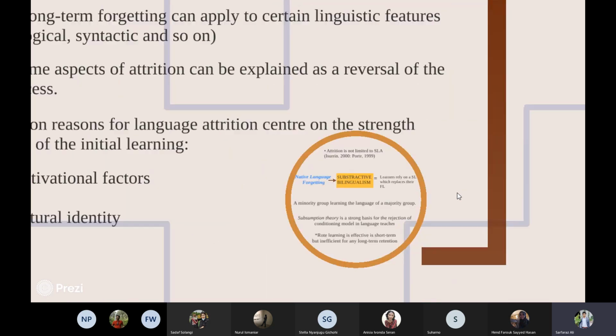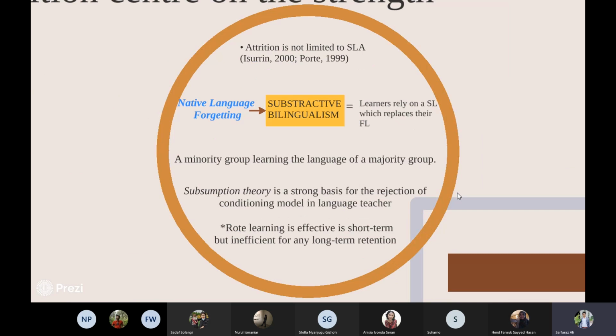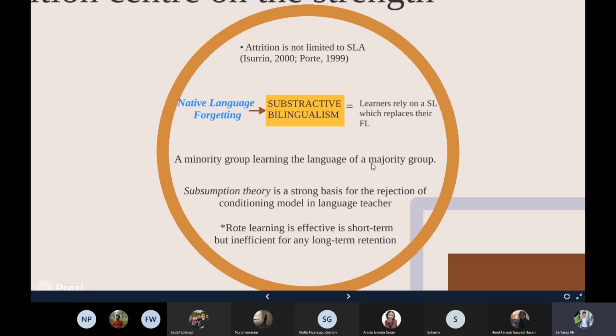And yes, language attrition is not just limited to second language acquisition. As mentioned, it may also occur in other types of learning, or in native language forgetting, or you can say simply first language attrition. But it may be in another sense, which is given in front of you, that is subtractive bilingualism.